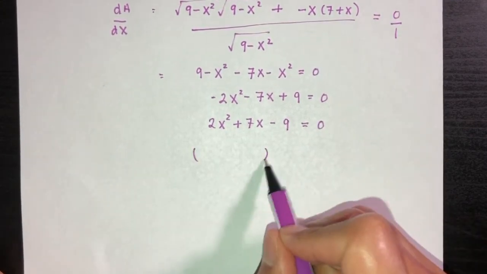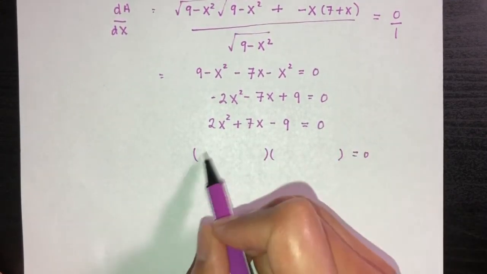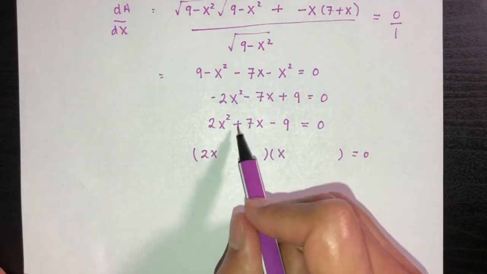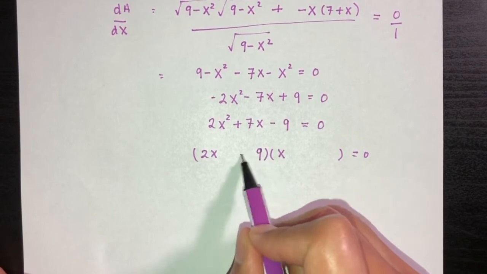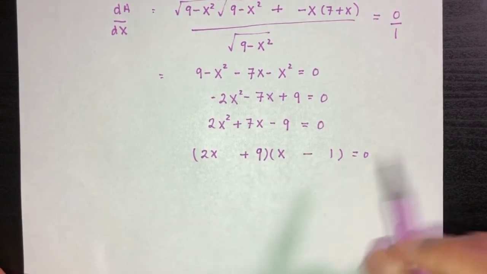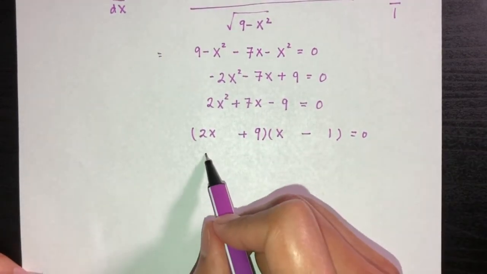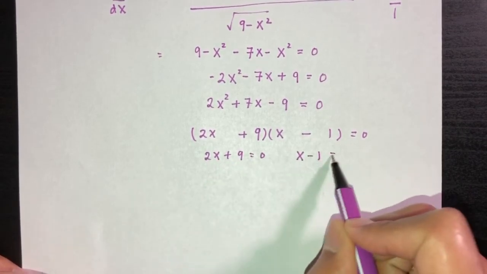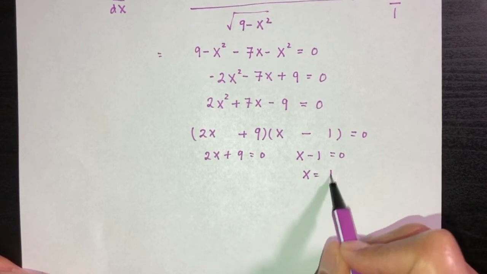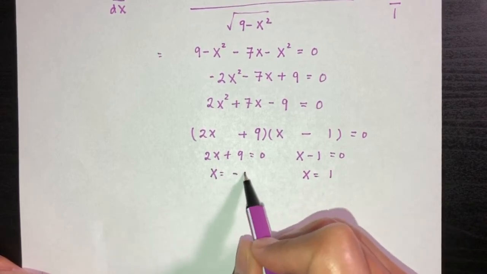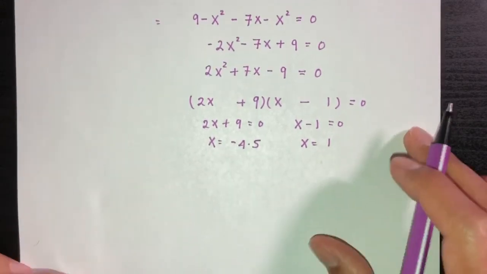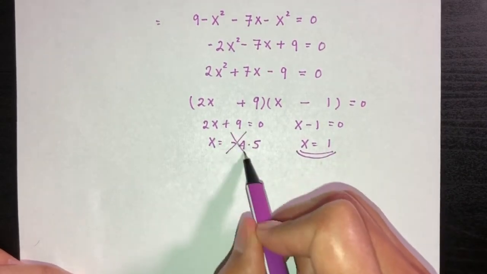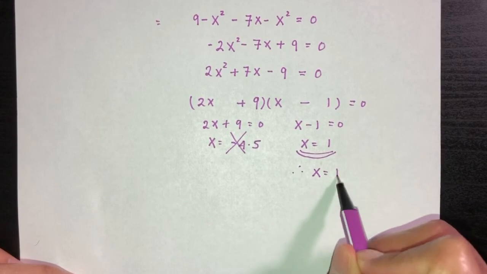So factorize. Here you have 2x times x, and for us to get plus 7 we have to do plus 9 minus 2 to get plus 7. So 2x plus 9 is equal to 0, x minus 1 is equal to 0. x can be 1 or x can be minus 4.5. We're going to take the positive value of x, so this is not good, x will be 1.